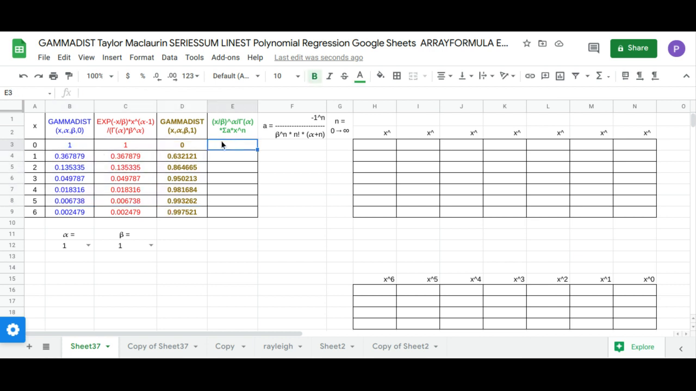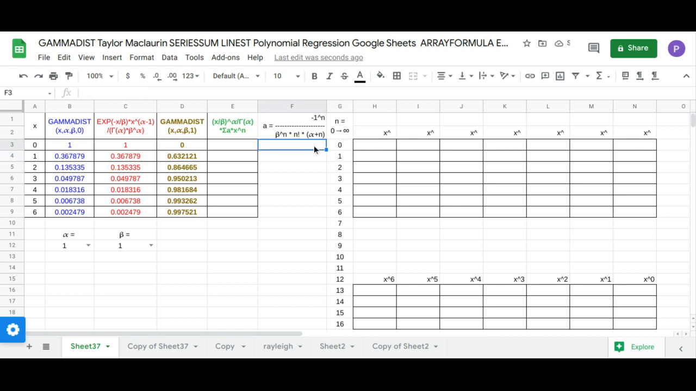Next, we continue with the GAMMADIST cumulative distribution function, which is a Taylor-Maclaurin series sum, where we have x over beta raised to the power alpha divided by gamma of alpha times the summation of a times x to the power n, where a, which is the coefficient, is negative 1 to the power n over beta to the power n times factorial n times alpha, the quantity alpha plus n, and our value for n from 0 to infinity. In this case, 16 is good enough.